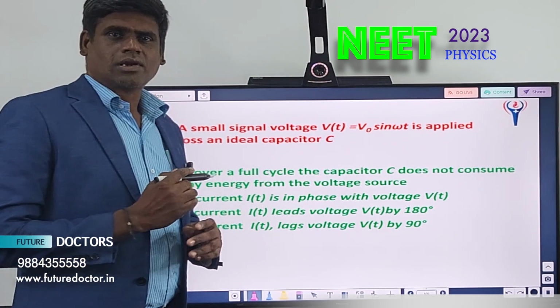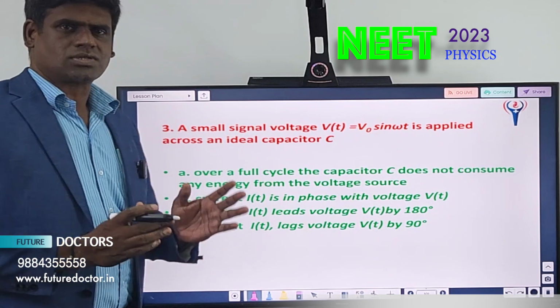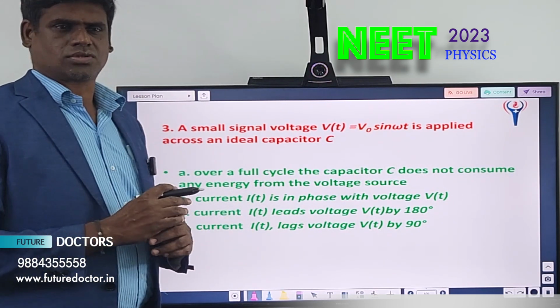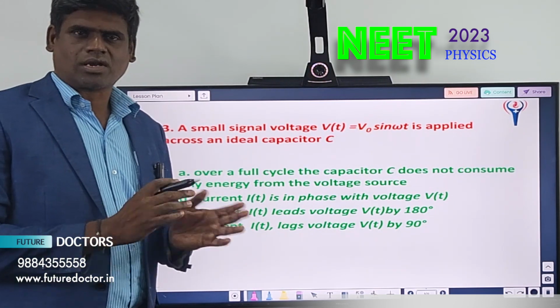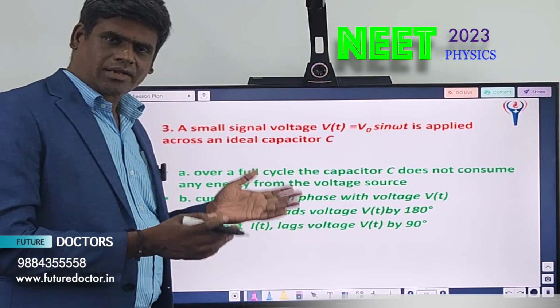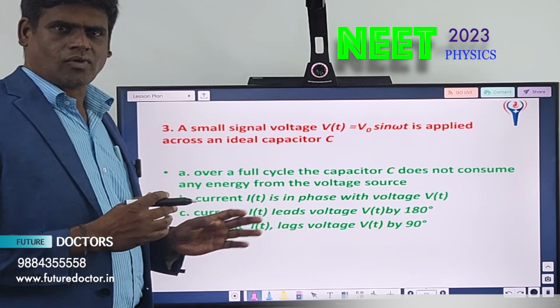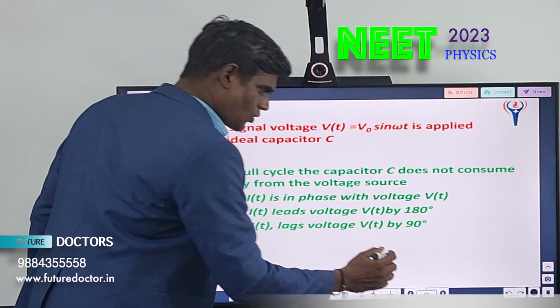Here you should know the relationship of the capacitor when it is connected with an AC source. You should know the graph of current and voltage, which is lagging and which is leading. Based on the idea, you are able to solve this question. Let's move to question number 4.